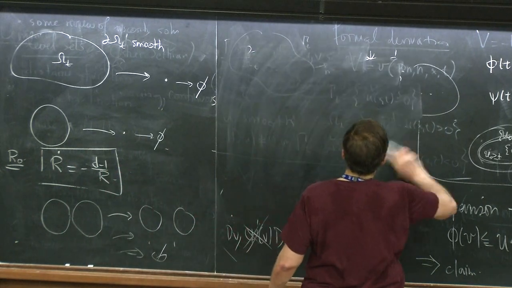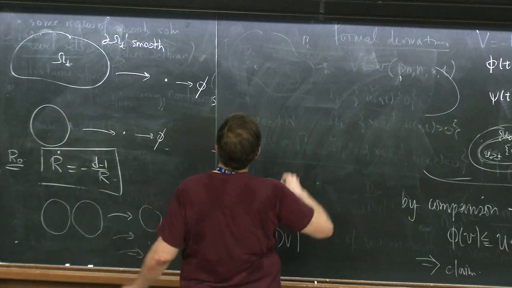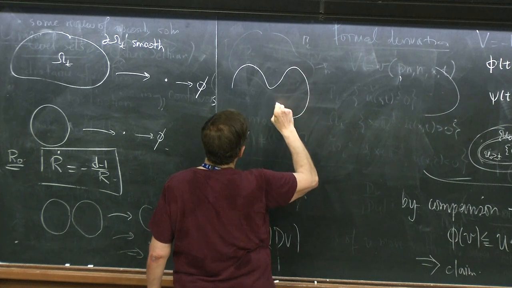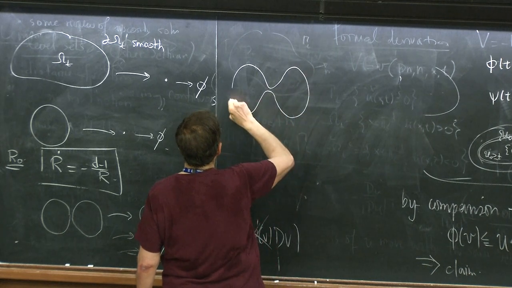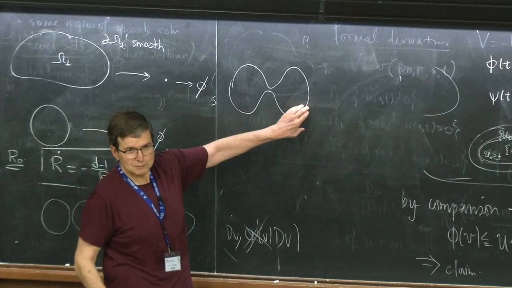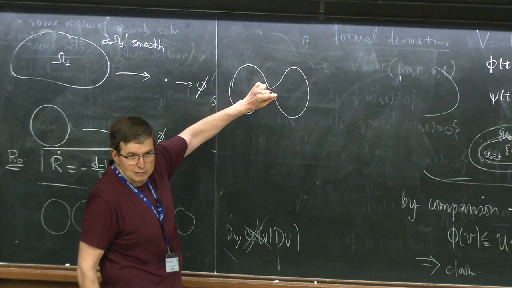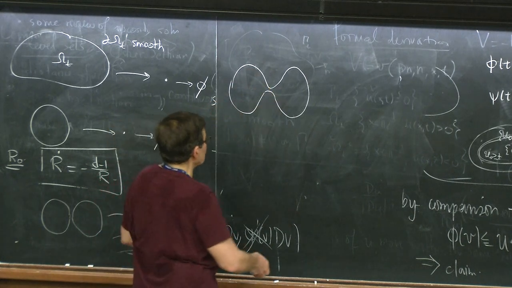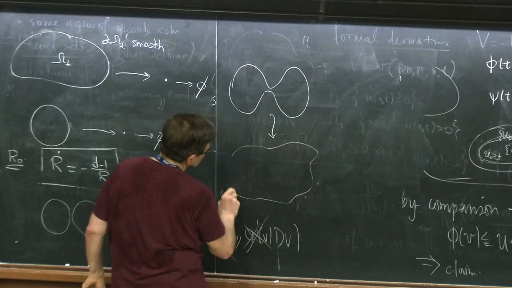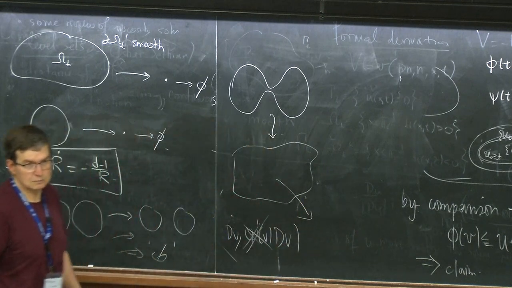Let me take the first example, and I'm going to draw something that doesn't look convex, but let's assume I have this picture. These still are balls, okay? But they're very close to each other. I let it move by mean curvature, so what is going to happen? This is going to pop out, and then we'll continue moving. We know what happens from there.